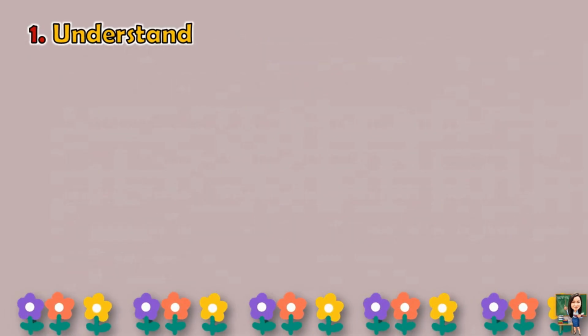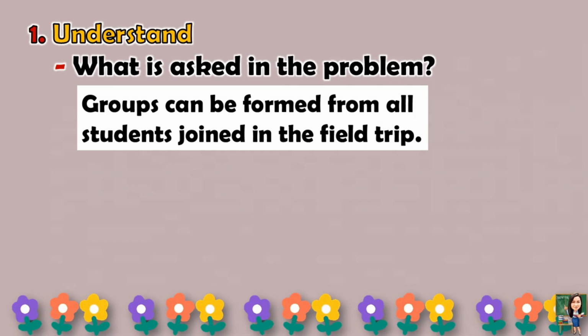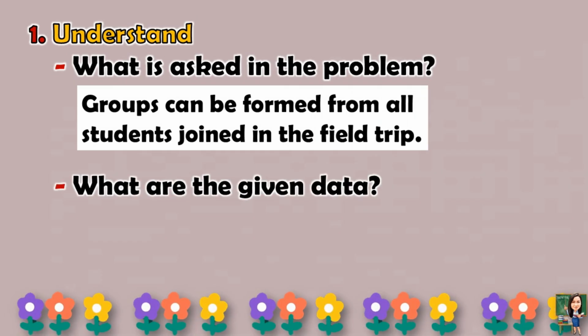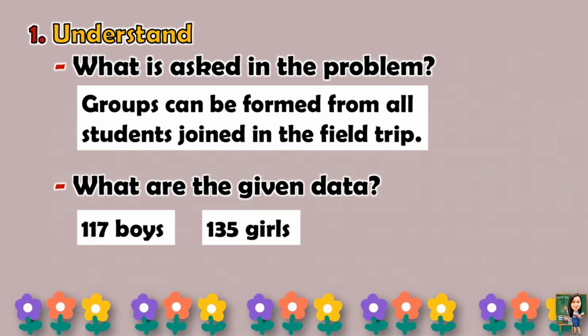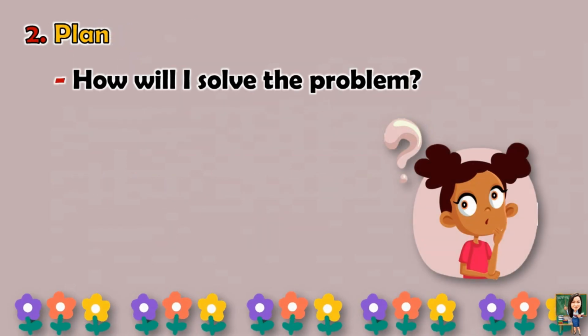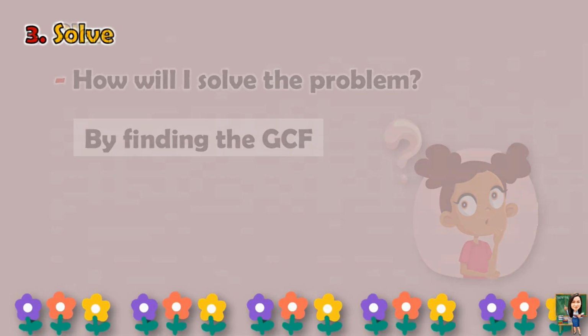Step 1. Understand. What is asked in the problem? Groups can be formed from all students joined in the field trip. What are the given data? 117 boys and 135 girls. Step 2. Plan. How will I solve the problem? By finding the GCF.